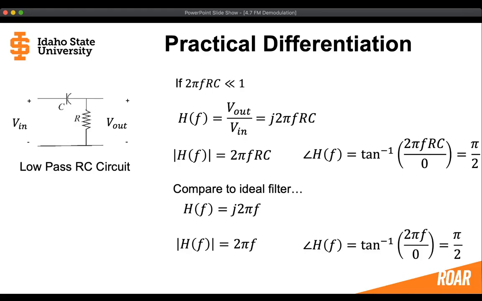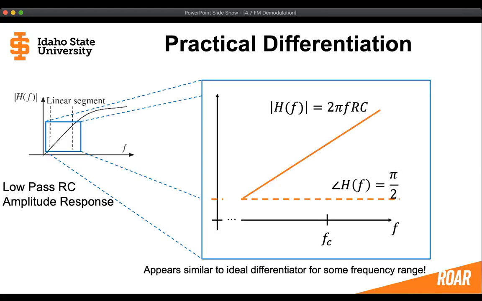Now, if we compare that to the original ideal filter that we looked at, it had a frequency response j2 pi f, with a magnitude of 2 pi f, and a phase response of pi halves. So these are very similar. The actual high-pass RC circuit just has that extra RC term.